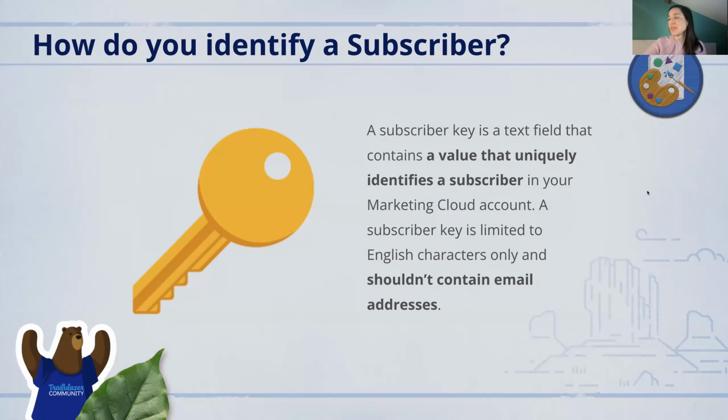So there's a lot of great information out there about how to set up your subscriber keys if you are not using Marketing Cloud Connect, and I will let all of you have a nice Google search or ask on the Slack channel if you'd like to learn more about that. So do note that the subscriber key is limited to English characters only and shouldn't contain email addresses. This is going to be a best practice of not making your subscriber key an email address.